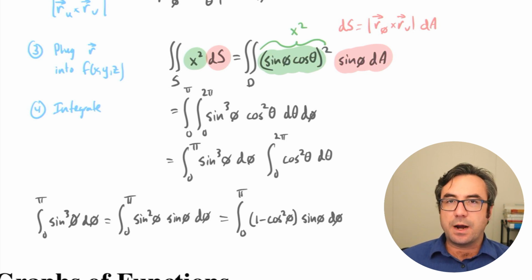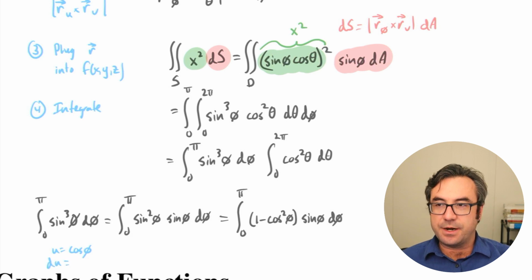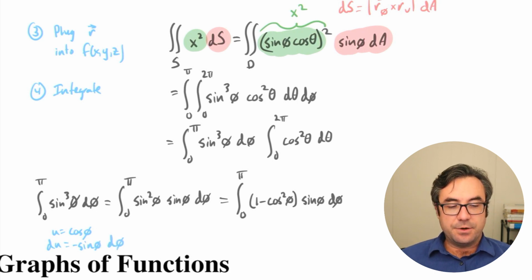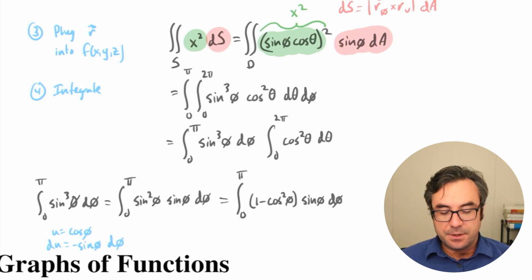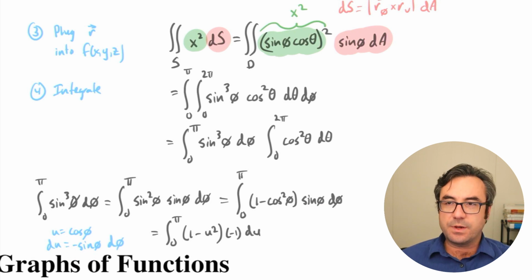And then from here we can do a u-sub. We let u equal cosine phi, and then the differential du becomes negative sine phi d phi. If we plug in the pieces here, we end up with the integral from 0 to pi of 1 minus u squared, and then we have sine phi here. We have a negative sine phi, so we're going to end up with another negative 1 when we convert this into our u integration.